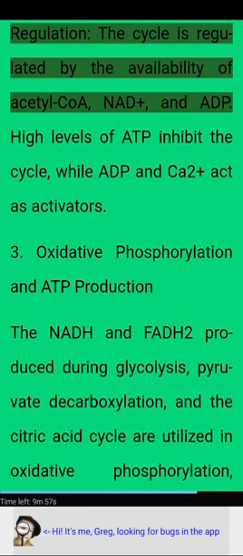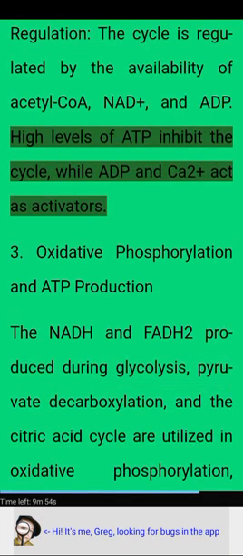Regulation: the cycle is regulated by the availability of acetyl-CoA, NAD+, and ADP. High levels of ATP inhibit the cycle, while ADP and Ca2+ act as activators.